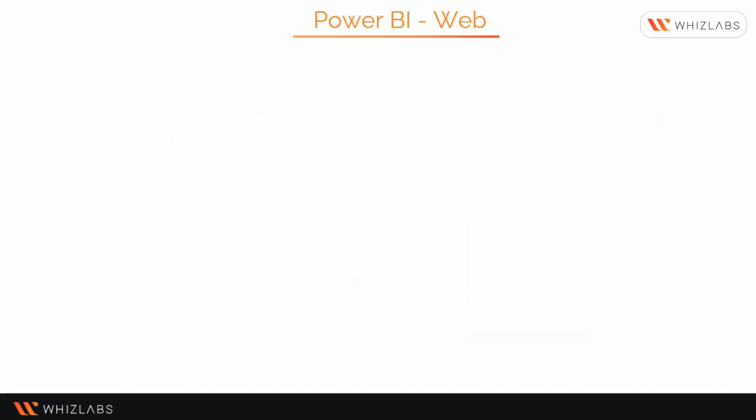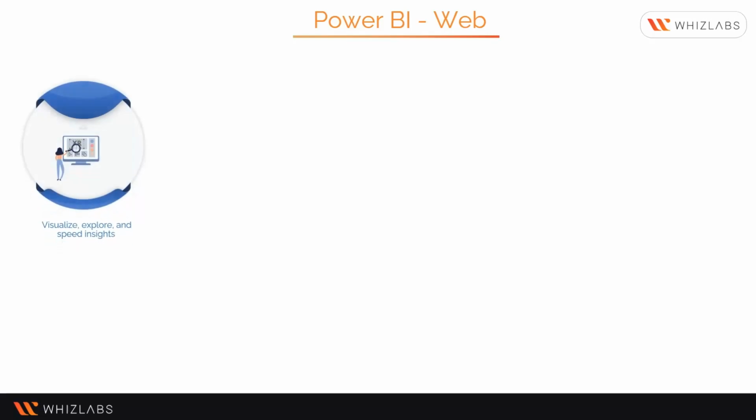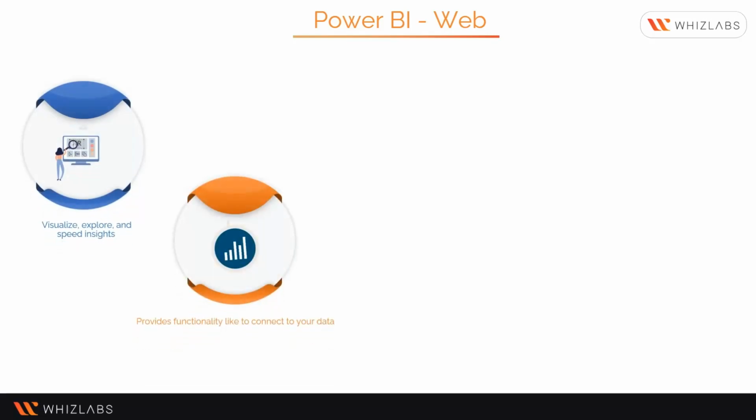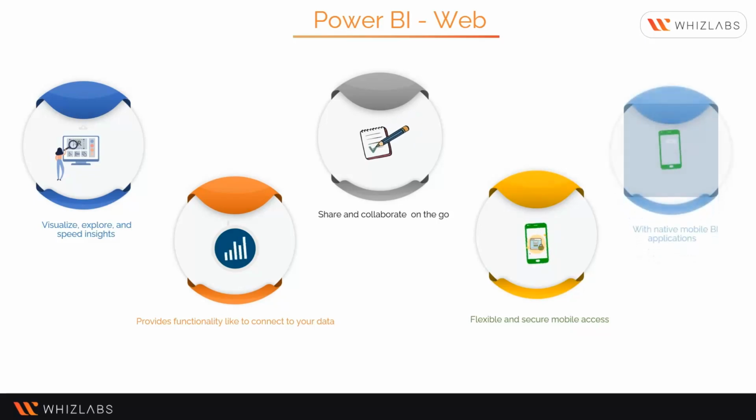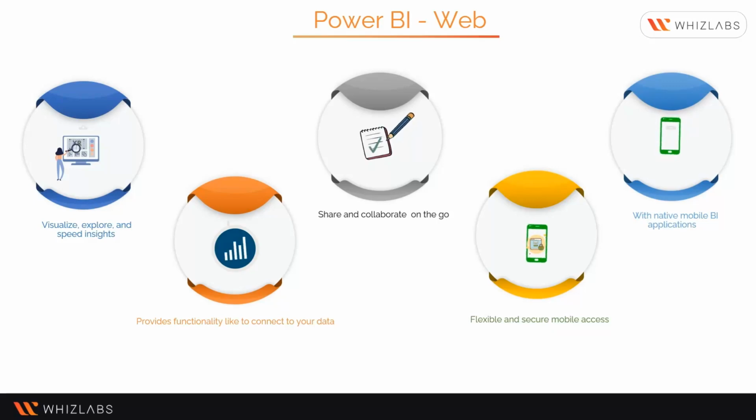So, in the Power BI Web UI, you can easily connect to your data, visualize, explore, and also share it with others. It provides functionality like connect to your data, visualize, explore, and speed insights, share and collaborate on the go, flexible and secure mobile access. With native mobile BI applications for Windows, iOS, and Android, you can securely access and browse live Power BI dashboards and reports on any smartphone.